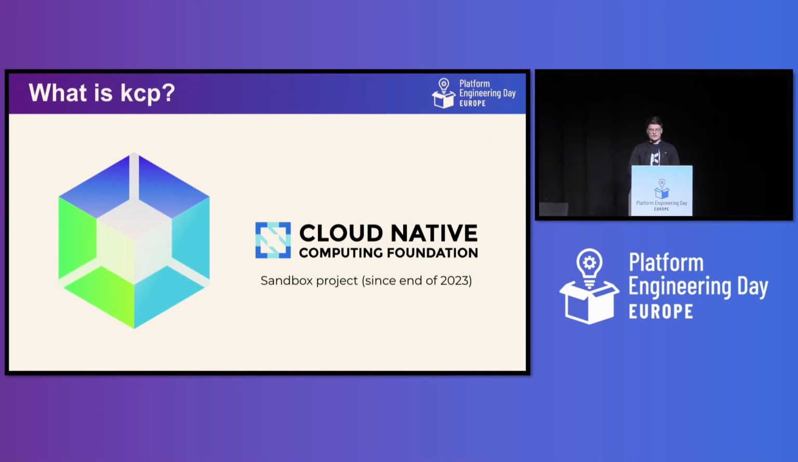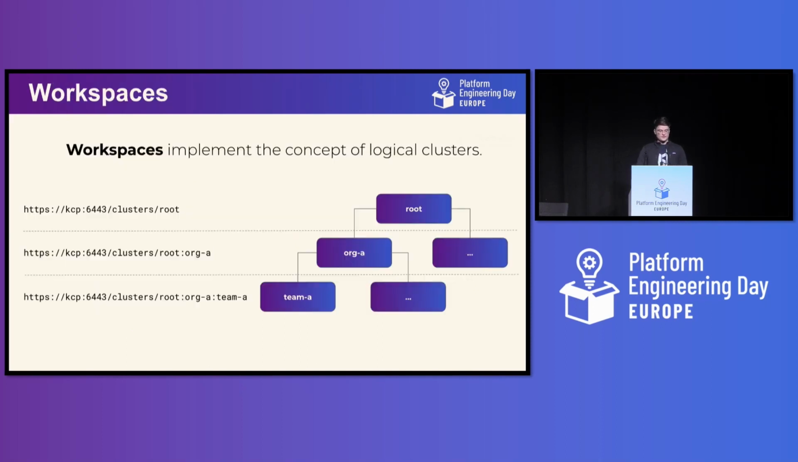I am one of the maintainers for KCP, and basically the idea behind KCP, these logical clusters are implemented as something that we call workspaces. So workspaces are your way in KCP to instantiate new logical clusters. Workspaces are actually Kubernetes resources, and if you want to create a new Kubernetes API server, so a new logical cluster, you just tell your Kubernetes API, please create a new workspace for me.